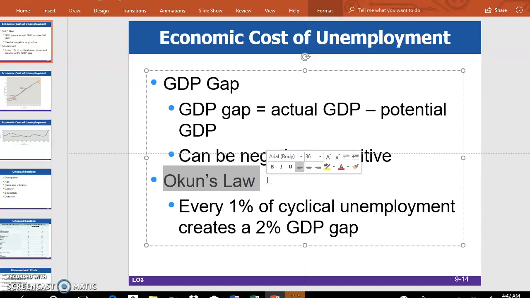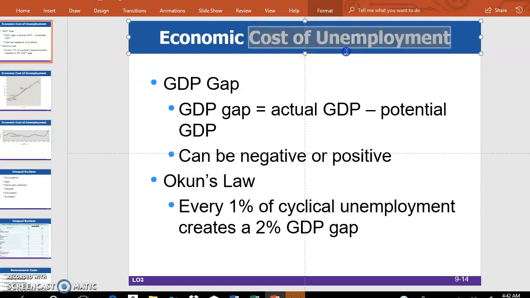This concept was developed to find out the cost of unemployment to the economy. You see, when people are unemployed, they are not producing any output. That output is forever lost to the society, right? So even if those unemployed people are employed in the future, the loss of output that the society suffers as long as these people were unemployed is gone. There's no way to recover it. So it's an economic cost of unemployment.